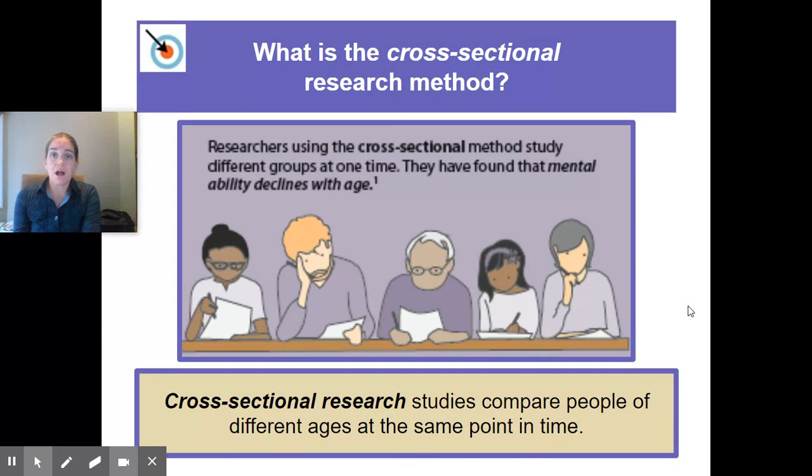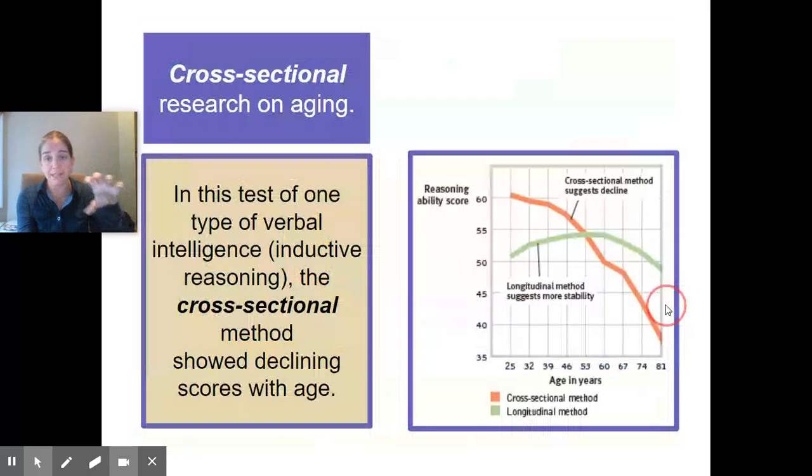So I was referring to the cross-sectional research method before. Cross-sectional research is going to compare people at different ages at the same point in time. So I take a 5-year-old, a 10-year-old, a 15-year-old, a 20-year-old, a 25-year-old, a 30-year-old, and I give them all IQ tests at one time, and then I compare and contrast their scores to see if intelligence increases or decreases over time. At one point in time.